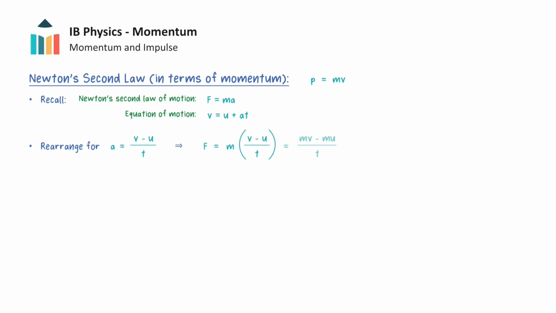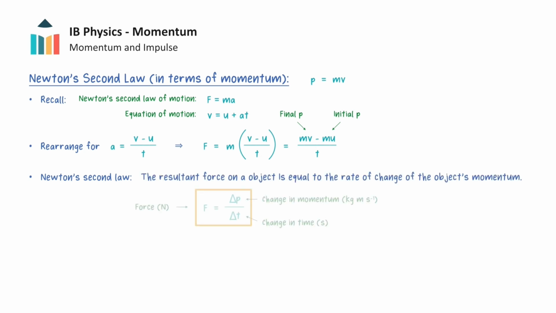Now notice that when we expand this bracket out, we have two mass times velocity terms, so the numerator is equivalent to the difference between the final momentum and initial momentum of a body. Therefore, this interpretation of Newton's second law states that the resultant force on an object is equal to the time rate of change of momentum of the object.